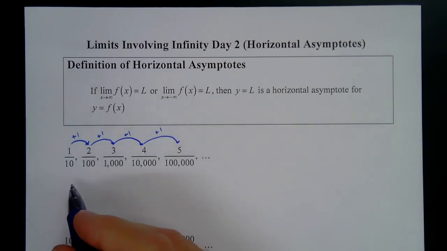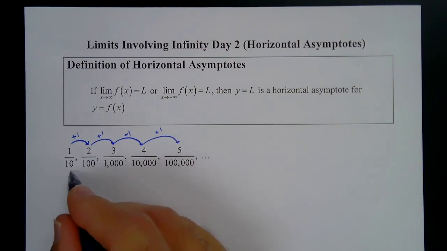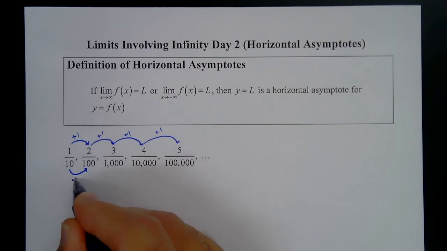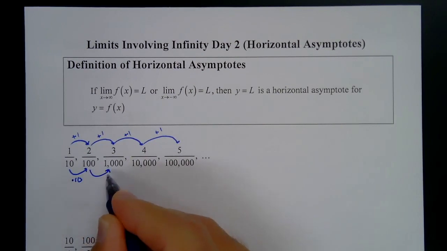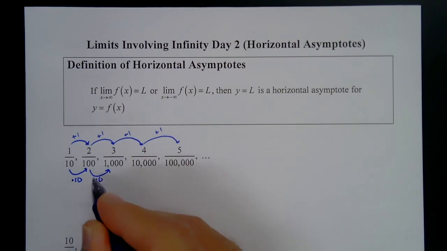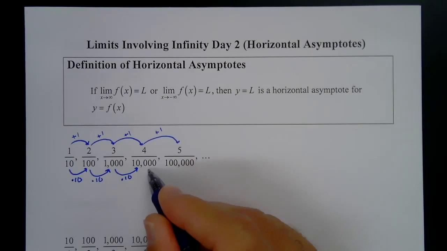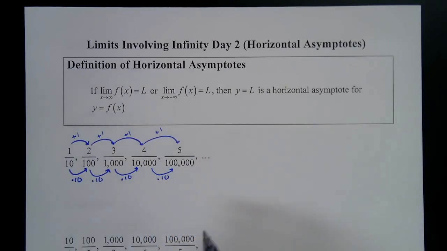If you look at the denominator, it grew too, but it grew differently. It grew by a factor of 10. And when I say factor, that means multiplying by 10. So 10 times 10 is 100. 100 times 10 is 1,000. That's what I should have said. 1,000 times 10 is 10,000. 10,000 times 10 is 100,000.